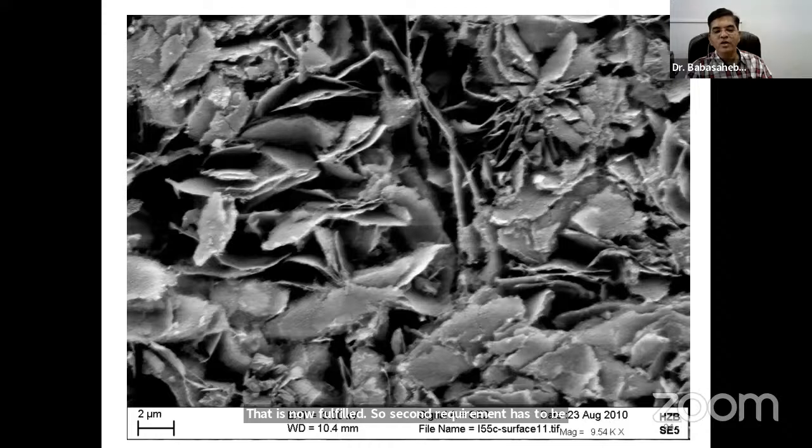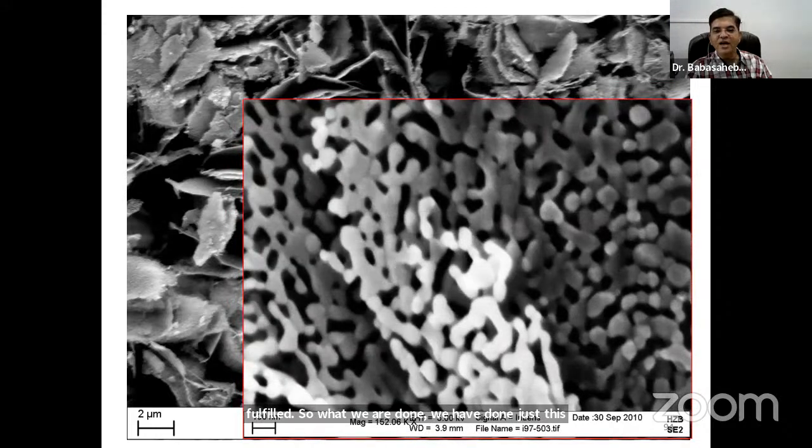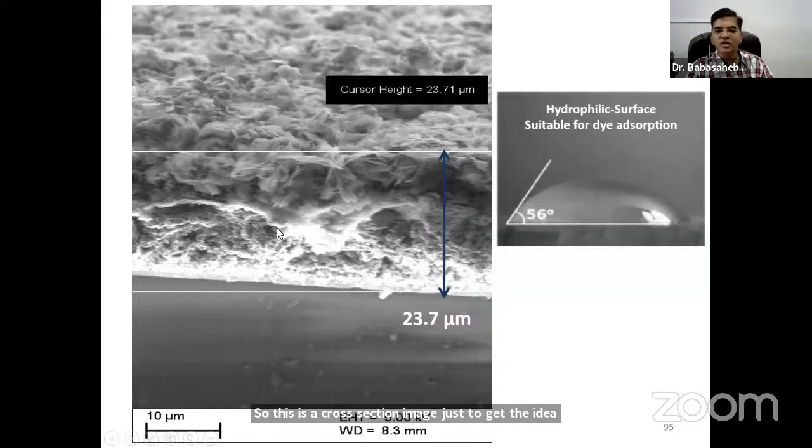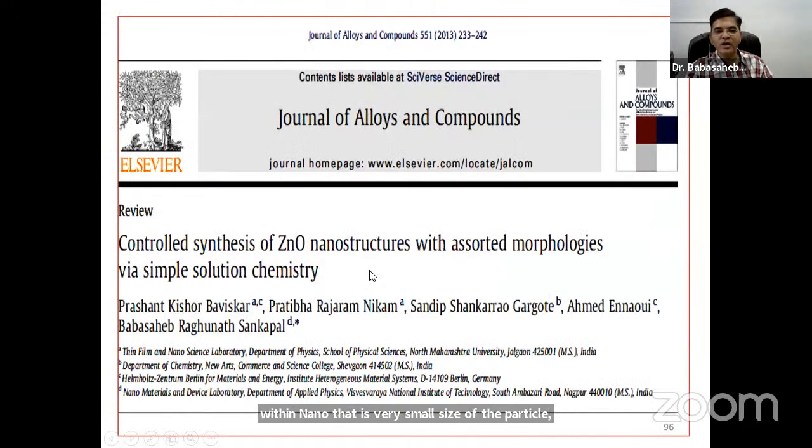So what we have done is take this image at a higher magnification. Here you can get a clear idea that the zinc oxide we have grown has a cactus-like morphology. So the interconnection of the nanoparticles is there, with very high surface area. On this, we have coated a monolayer of the dye. This is a cross-section image to show how thick it is. You can see it is embedded with very small-sized particles, but the thickness is very high because very high surface area is required. And this was published in the Journal of Alloys and Compounds.